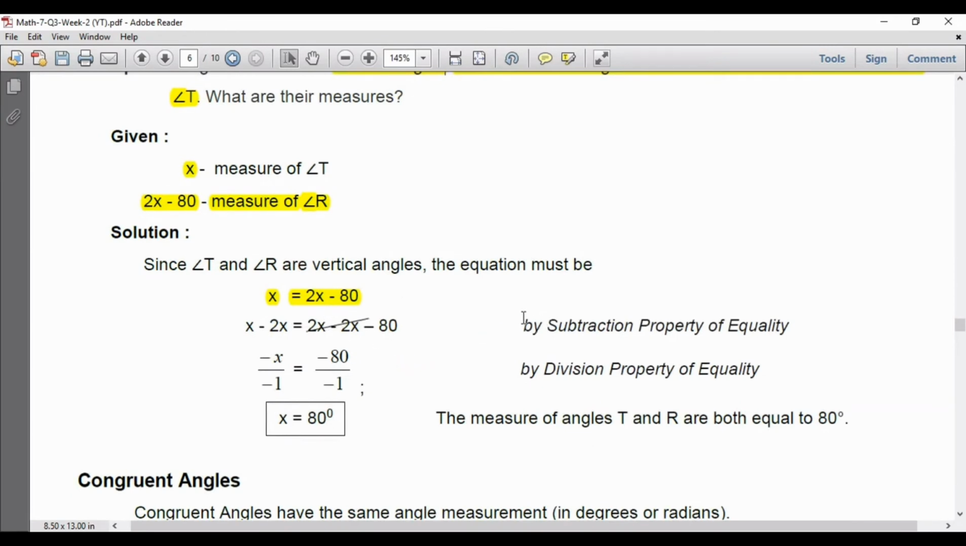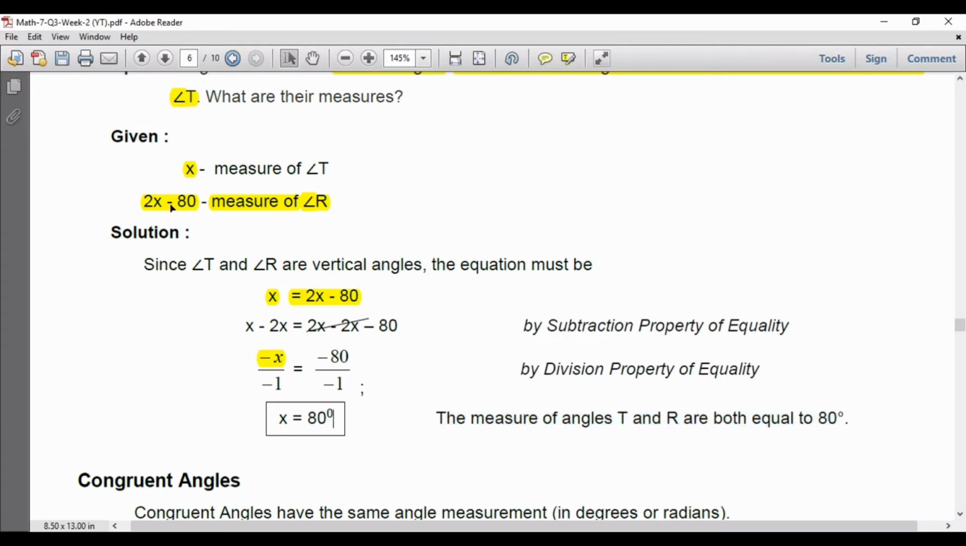By applying properties of equality, X minus 2X equals 2X minus 2X minus 80. X minus 2X is a subtraction of polynomials, so we arrive at negative X. On the right side, 2X minus 2X is 0, and what remains is negative 80. We multiply negative X and negative 80 by negative 1, using the multiplication property. Negative X times negative 1 is X, and negative 80 times negative 1 is 80 degrees. So the measures of angles T and R are both 80 degrees, and X is 80 degrees.